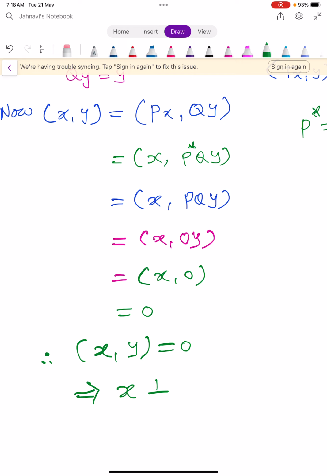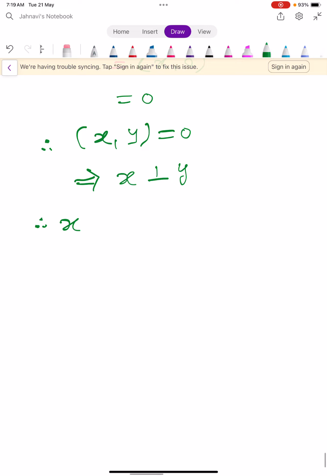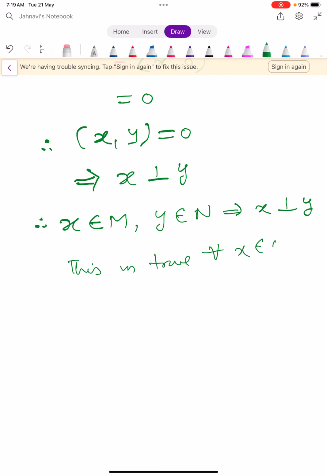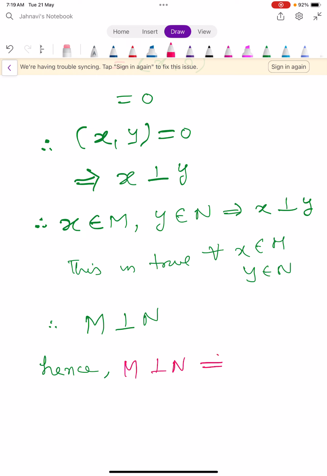What does it mean? X is perpendicular to Y. Therefore, we showed that X belongs to capital M, Y belongs to capital N implies X is perpendicular to Y. This is true for all X belonging to M and Y belonging to N. Therefore, M is perpendicular, or orthogonal, to N. Hence we conclude that M is orthogonal to N implies and is implied by PQ is equal to 0, where P is a projection defined on M and Q is a projection defined on N, and both M and N are closed linear subspaces of the Hilbert space capital H. That's it. This completes the proof of our theorem, hence proved.